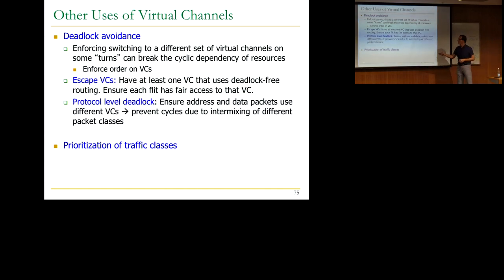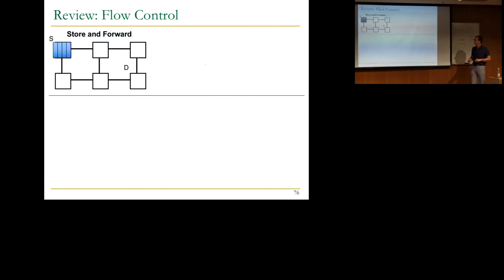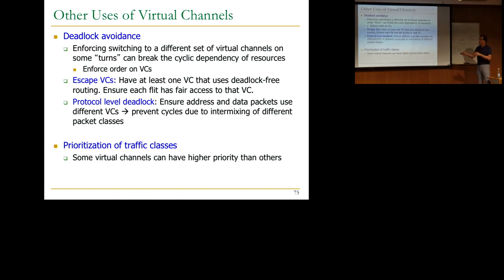You can also handle protocol level deadlock. This is a deadlock that's higher level. Basically, you can have address and data packets that go through different virtual channels. As a result, you can prevent cycles due to intermixing of different packet classes, because your control packet may be stuck behind some data packet, and that may actually lead to a deadlock, which we will talk about later on. And you want to avoid that by sending them through different virtual channels. It could also enable prioritization of different traffic classes, like some quality of service mechanisms. Some virtual channels can have higher priority than the others, and you can inject into them to get better performance, or better quality of service.